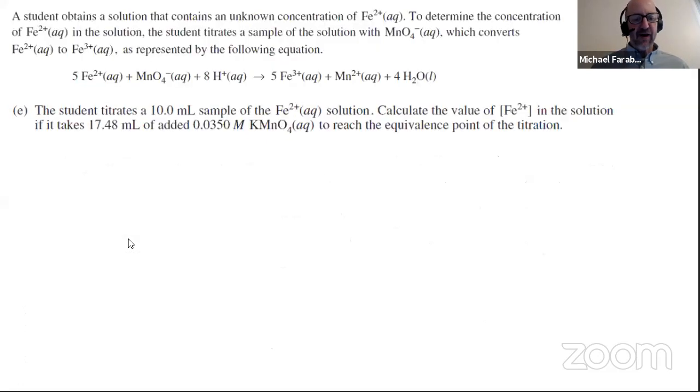All right, here we have a new question involving a chemical reaction between iron 2+ and the permanganate ion, which is MnO4-. The student titrates a 10.0 milliliter sample of an iron 2 solution. Calculate the value of the concentration of the iron 2 ion in the solution if it takes 17.48 milliliters of added 0.0350 moles per liter potassium permanganate to reach the equivalence point. So this is again unit 4 about titrations.